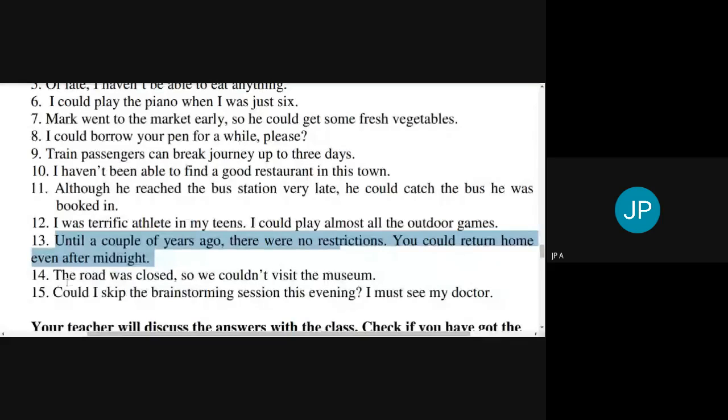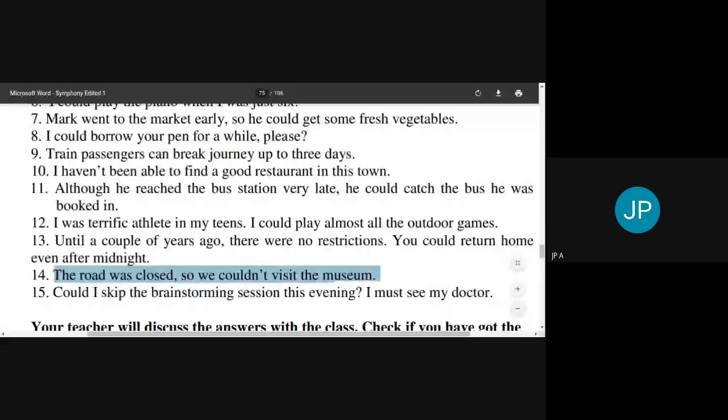The next one: the road was closed, so we couldn't visit the museum. Here it is a result of something, but it is a negative sentence. In a negative sentence we can use couldn't. So that is the rule. If it is a positive sentence, if something happens as a result of something, then we have to use able to. But if it is a negative sentence, we can use could, that is, couldn't. The road was closed, so we couldn't visit the museum.